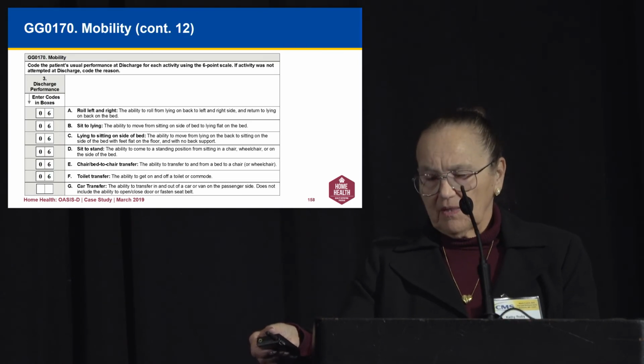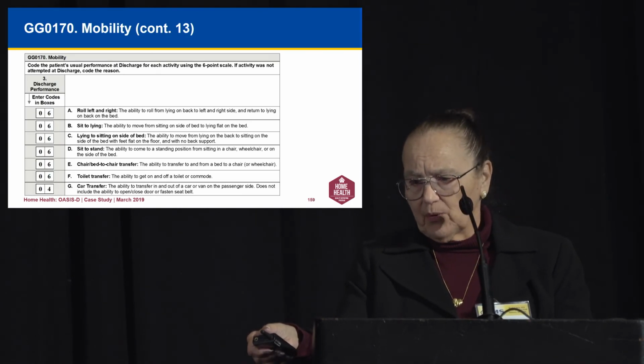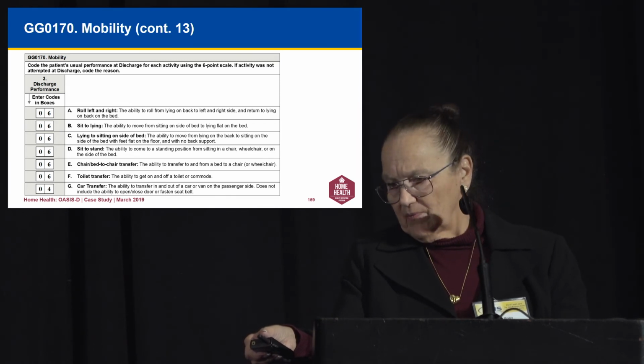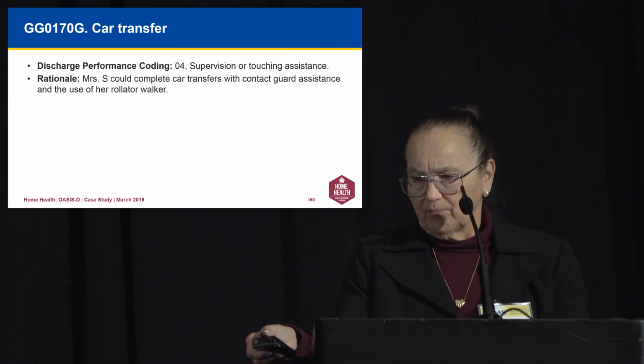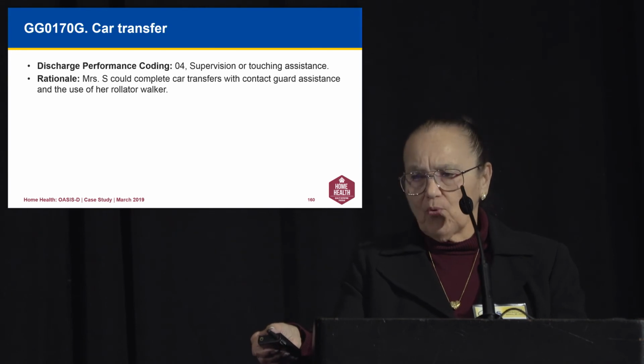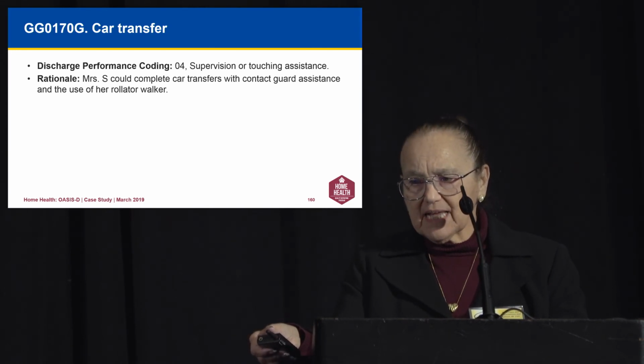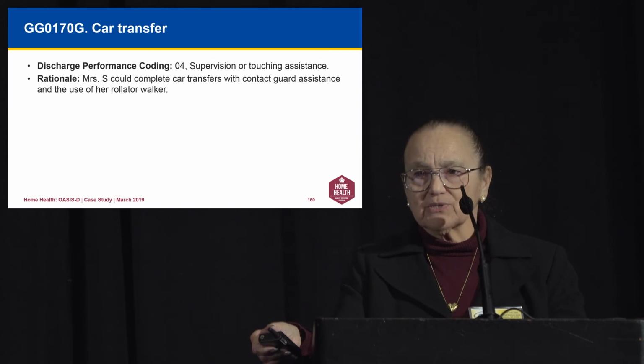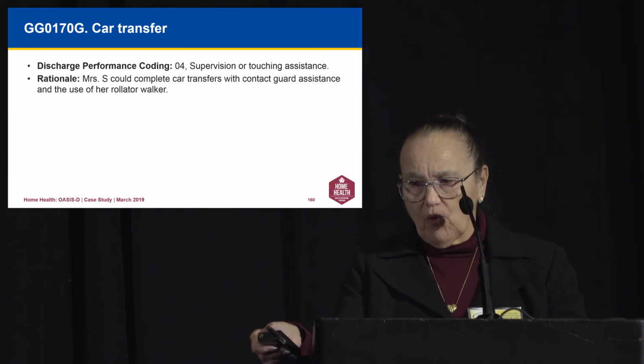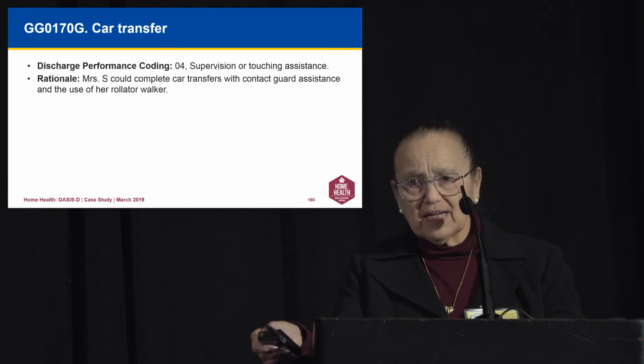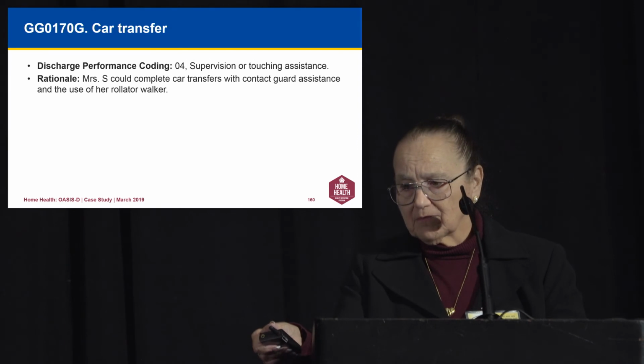Item G, the car transfer. We've coded Mrs. S here as an 04. Why have we made her an 04? Supervision or touching assistance. Mrs. S could complete the car transfer with contact guard assistance and the use of her rollator walker. So in this case, she's an 04 because she required both the contact guard of a person and the use of the walker device.